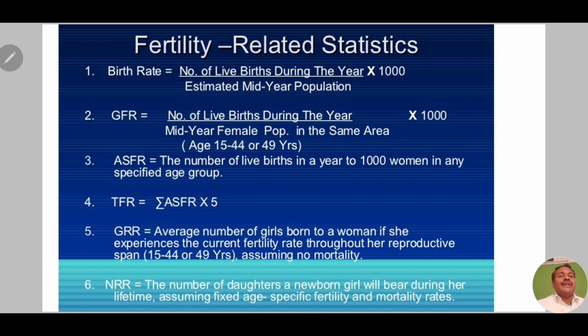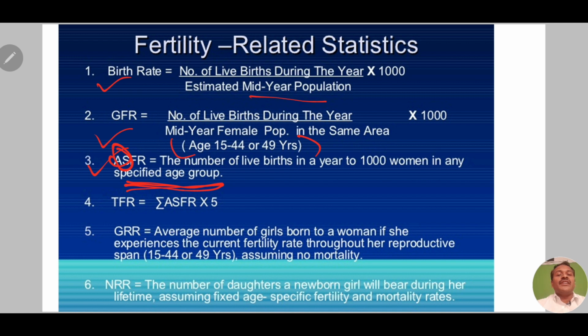So what are the fertility related statistics? This is an essay question for you. So you have to write an introduction about fertility and the factors affecting fertility, and then you have to write all these formulas. It's very simple. Birth rate is the number of live births per mid-year population. General fertility rate is the number of live births per mid-year female population in the same area, only the denominator will change. Age specific fertility rate is the number of live births per 1000 women in any specified age group. That is the most important part here, that is why it's called age specific.